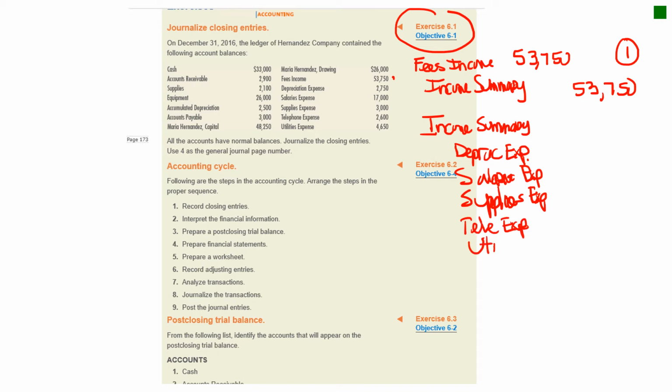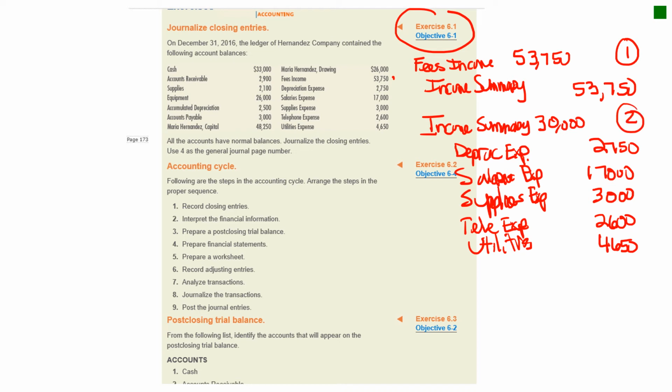and finally utilities. And so if I list all these, your depreciation looks like credit 2,750, salaries is 17,000, you're going to credit that. Supplies is 3,000, credit that. Telephone expense is 2,600, credit that. Utilities expense is 4,650, credit that. If you add all these up, you get a total expense of 30,000, which you put into income summary. That would be your second closing entry.